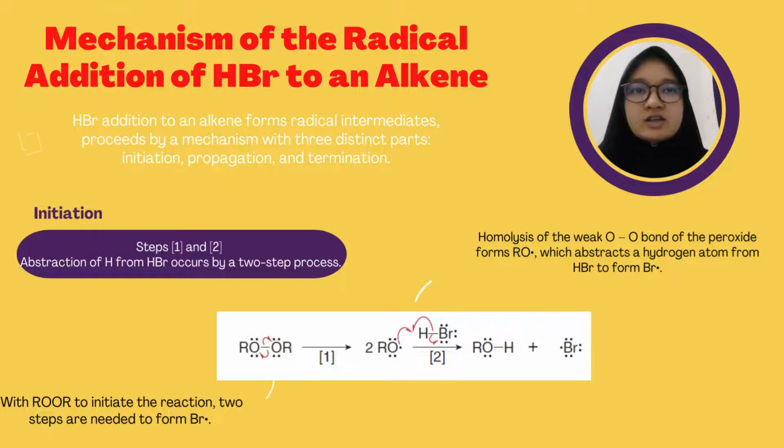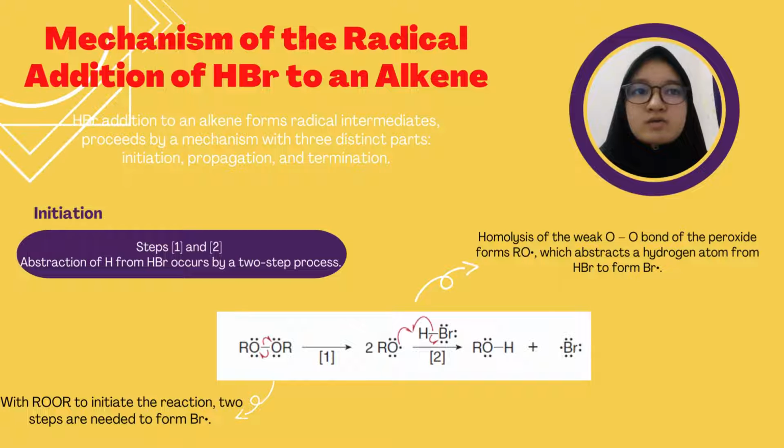Mechanism of the radical addition of HBr to an alkene. HBr addition to an alkene via radical intermediates proceeds by a mechanism with three distinct parts: initiation, propagation, and termination. So the first part is initiation. Steps 1 and 2 involve the abstraction of H from HBr, which occurs by a two-step process. The first is heating ROOR to initiate the reaction. The second is homolysis of the O-O bond of the peroxide to form RO•, which abstracts a hydrogen atom from HBr to form Br•.